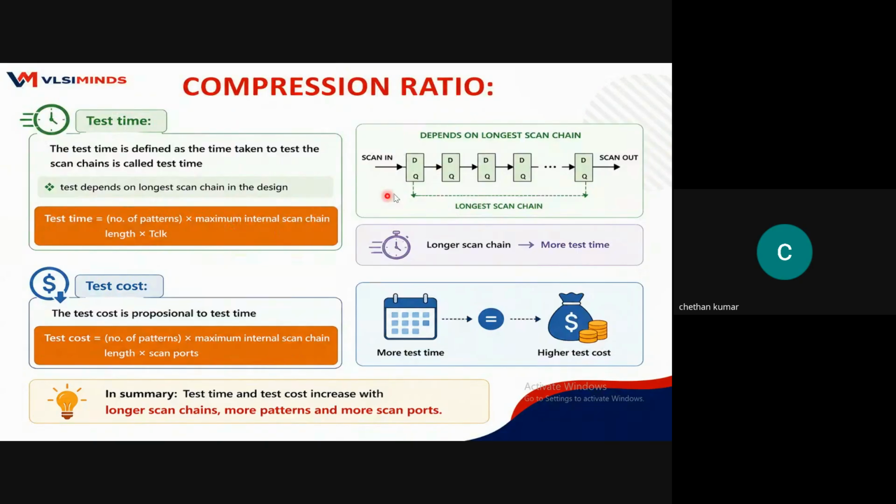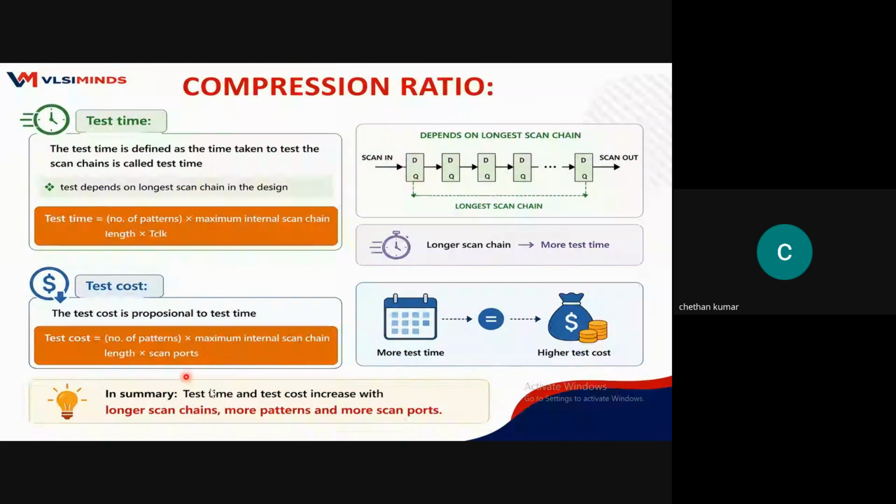So into the number of maximum length of the scan chain, and TCK is the clock period of the test frequency, whatever test signal we use. And again, obviously the test cost also depends on the test time. So that is number of patterns, maximum chain length, and the only difference here is how many scan ports are available, meaning how many scan-in ports are there.